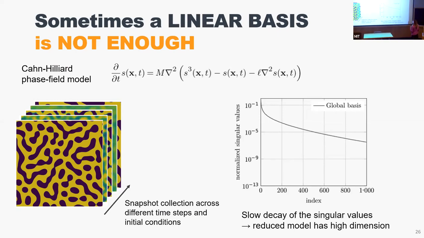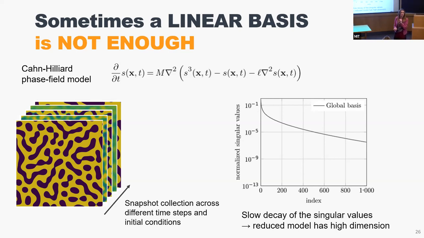It's pretty exciting. So sometimes a linear basis is not enough. I talked about the beauty of projection onto a linear subspace because of the way it preserves and exposes the structure of the problem. Sometimes a linear basis is not enough. And singular values, by the way, if you're doing anything in a reduced-order environment, the first thing you should do is plot singular values.